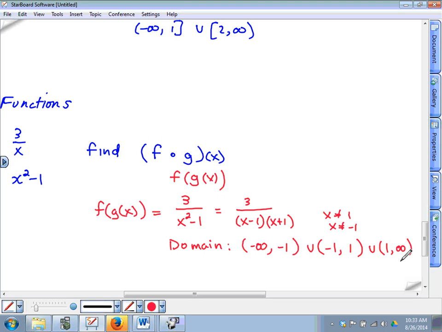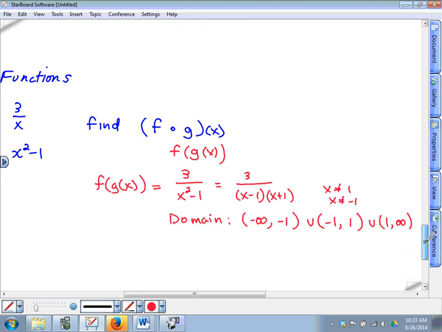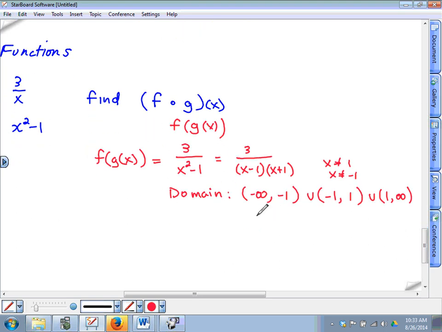There's another notation that you might have been introduced to in pre-calc called set builder. You could say that the domain is all x's such that, does this look familiar? X does not equal plus or minus 1. That's called set builder notation.